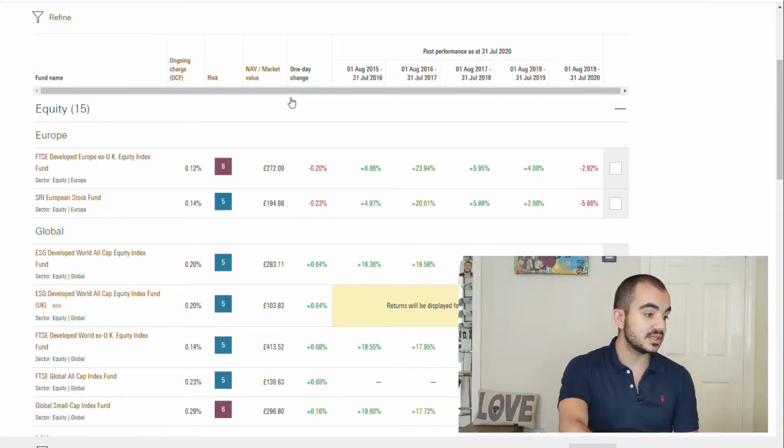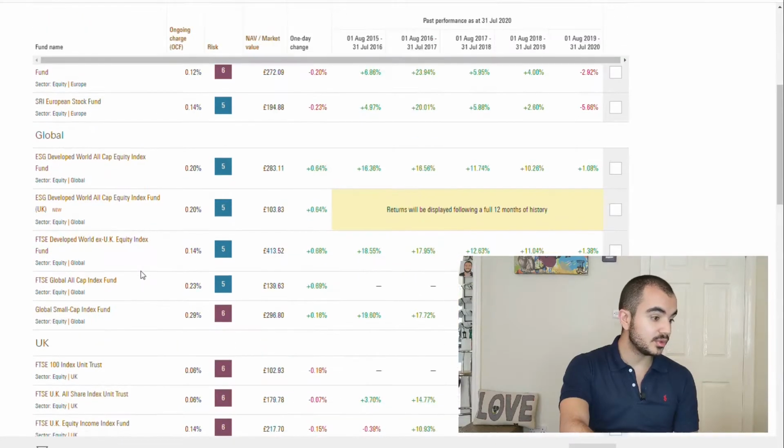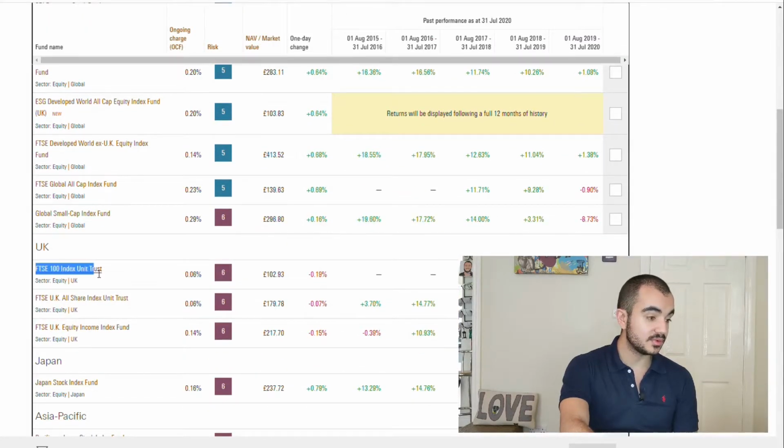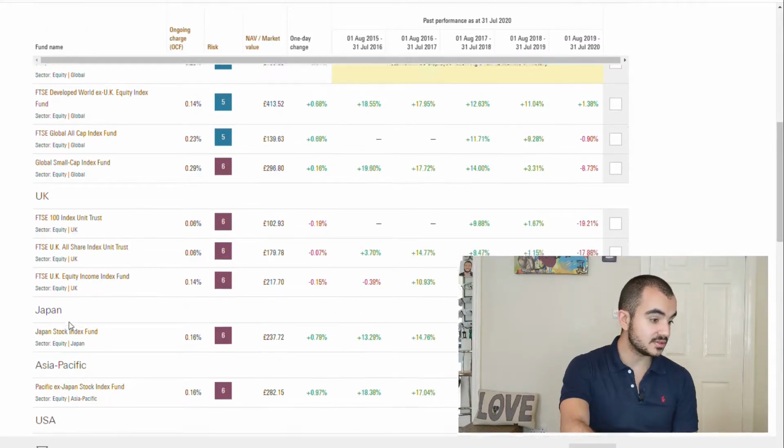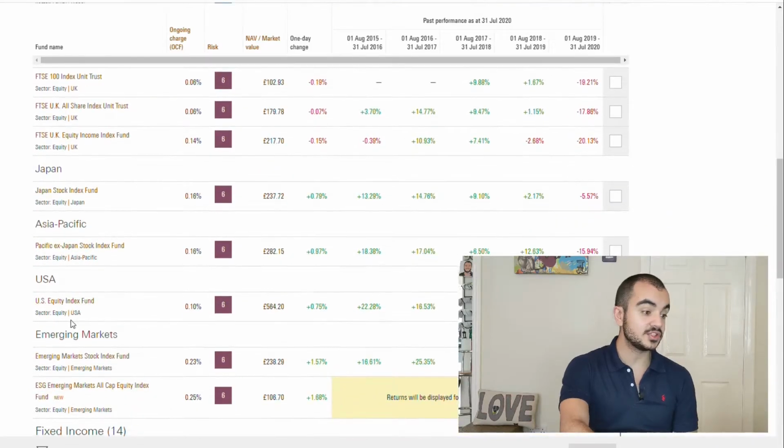Cool, as you can see here, under equity, we've got all these funds broken up into actually subsections. So we've got index funds based around Europe, so we'd expect it buying and selling shares for just Europe specific companies. We've got global ones which are worldwide. We've got a UK specific one, so you can see we've got a FTSE 100 index. We've got one specific for Japan, Asia Pacific, USA, and emerging markets.